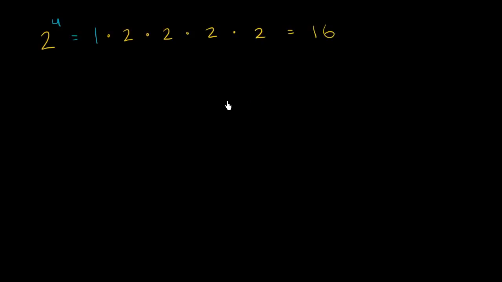Now I will ask you a more interesting question. What do you think 2 to the negative 4 power is? And I encourage you to pause the video and think about that. Well, you might be tempted to say, oh, maybe it's negative 16 or something like that. But remember what the exponent operation is trying to do. This is one way of viewing it. This is telling us how many times we are going to multiply 2 times 1. But here we're going to multiply negative 4 times.